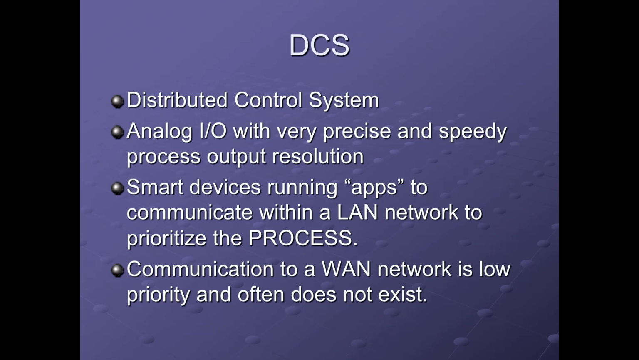So communication to a wide area network is very low priority and often doesn't exist. When we look at the DCS network, I sometimes give the analogy of a ditch digger with his head down, focused on digging that ditch. If somebody comes to ask him how it's going, or how much he thinks he'll get done, that's very low priority. He's kind of like, leave me alone, I've got a job to do here, we'll talk later. That's a way of thinking about DCS. Communications is very, very low priority.